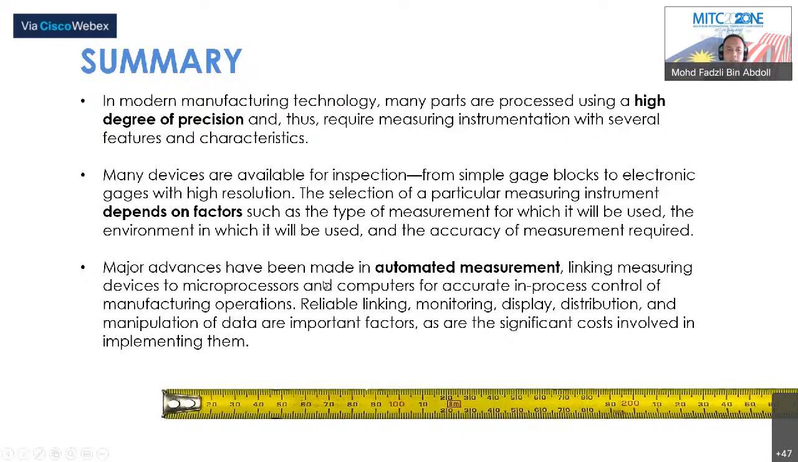And then major advance have been made in automated measurement, linking measuring devices to microprocessor and computer for accurate process control and manufacturing operation. Okay. Reliable linking, monitoring, display, and manipulation of data are important factors, as are the significant costs involved in implementing them. Okay. Jadi advance untuk measurement ni kita menggunakan yang automatic punya style.